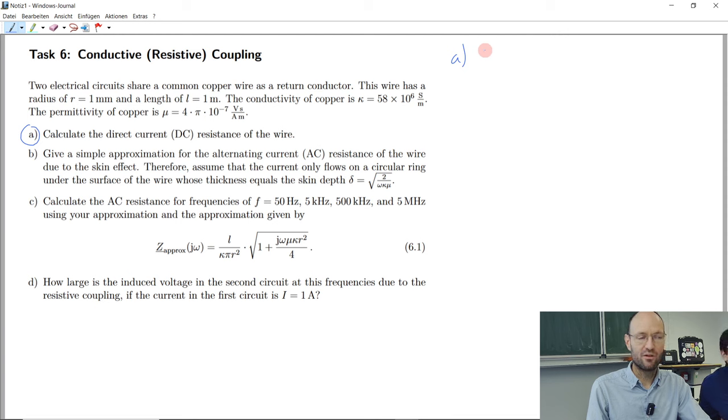So how would you calculate the DC resistance? I will call this R_DC, so the direct current resistance of such a wire. Ideas?